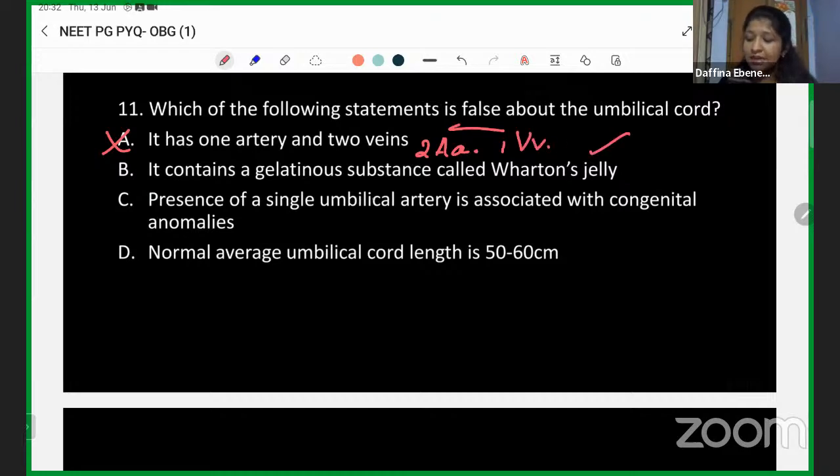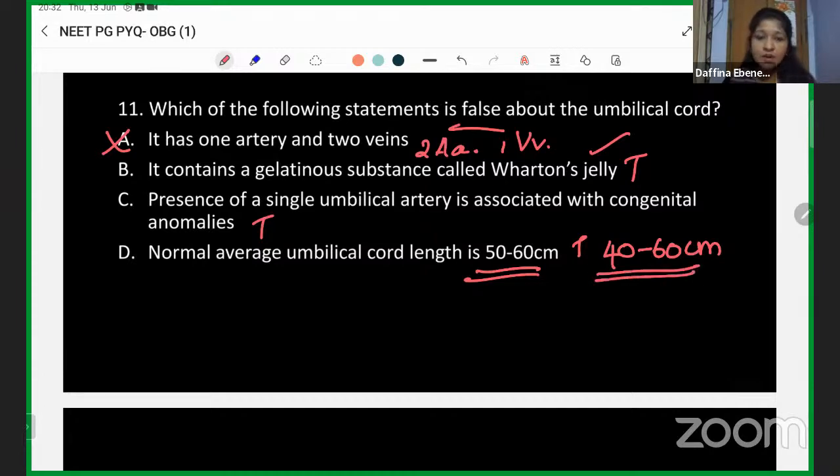It contains a gelatinous substance called Wharton's jelly. Yes, true. There is a gelatinous mucopolysaccharide present, which is called the Wharton's jelly. Sometimes this Wharton's jelly will start accumulating in localized points. That is when, after delivery, you look at the umbilical cord, you can see some false knots present on the umbilical cord. That is because of the localized accumulation of the Wharton's jelly. Next, the presence of a single umbilical artery is associated with congenital anomalies. Yes, that is also true. Normal average umbilical cord length is 50 to 60 centimeters. Yes, true. On average, it's between 40 to 60 centimeters. Of these, the false statement is that it has one artery and two veins.